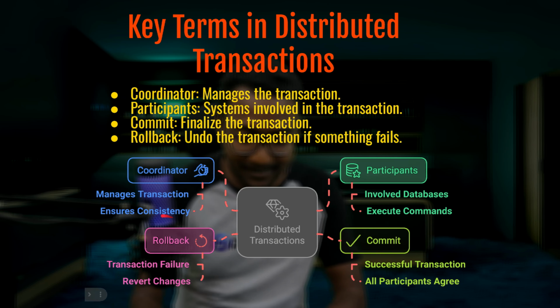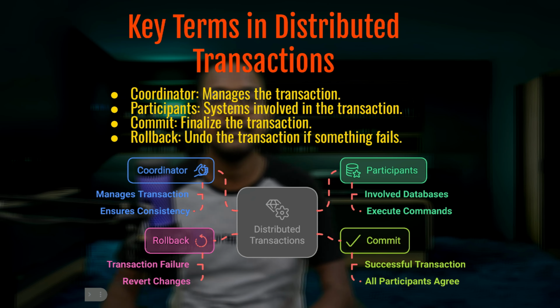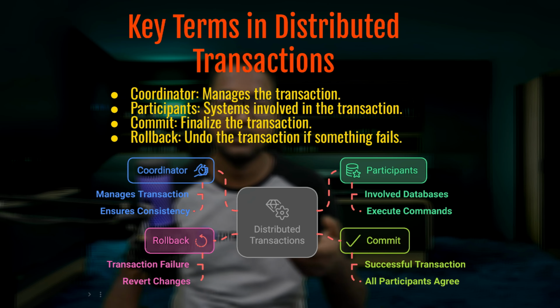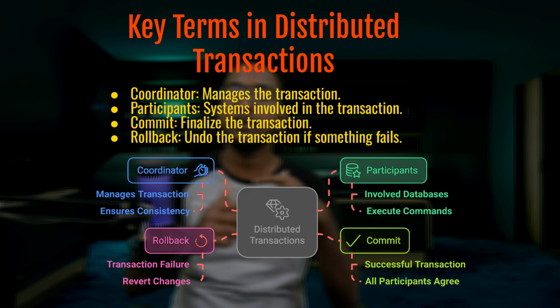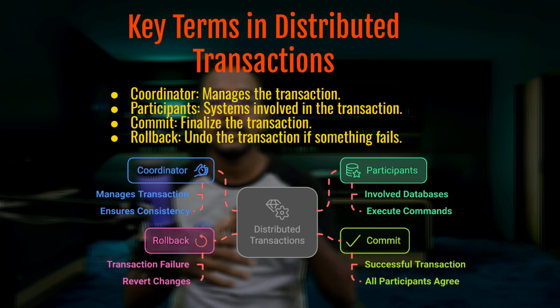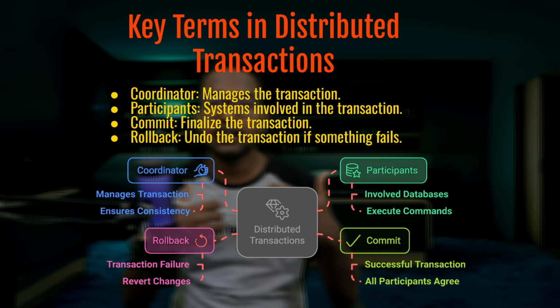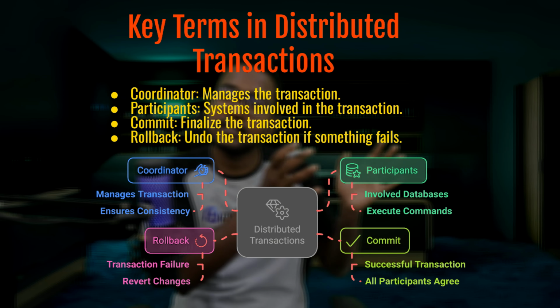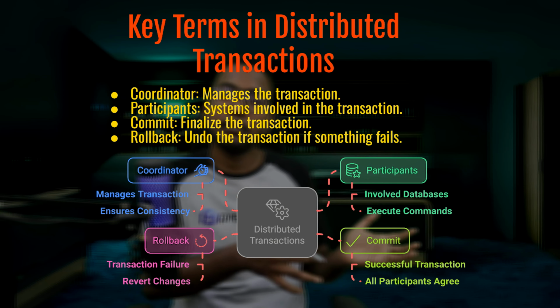Last, we have rollback. Rollback is essentially an undo operation. If any participant encounters an issue during the transaction process, the rollback undoes any changes made so far. This ensures that no partial updates are left hanging. For instance, if the payment system fails, the inventory and shipping systems will also roll back their changes, ensuring that the transaction does not go through in an incomplete state.